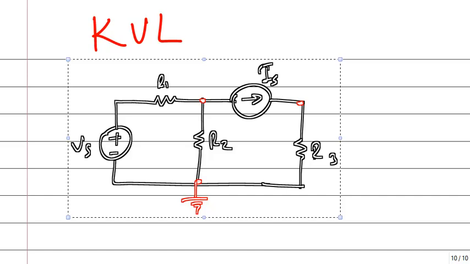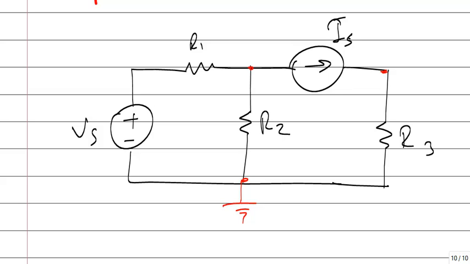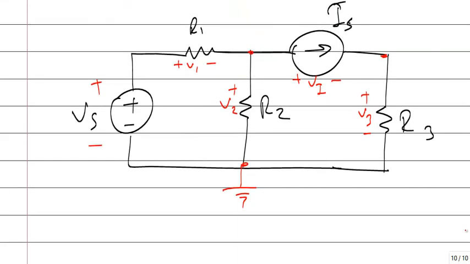What does KVL say? KVL says define voltages of components: V1, V2, this is defined as Vs, let me say Vi and V3. Then you can write: there is a voltage increase, plus V source. There is a voltage drop here, minus V1. Continue like that. There is a voltage drop again, minus V2, is equal to 0, because I have returned to the same point.